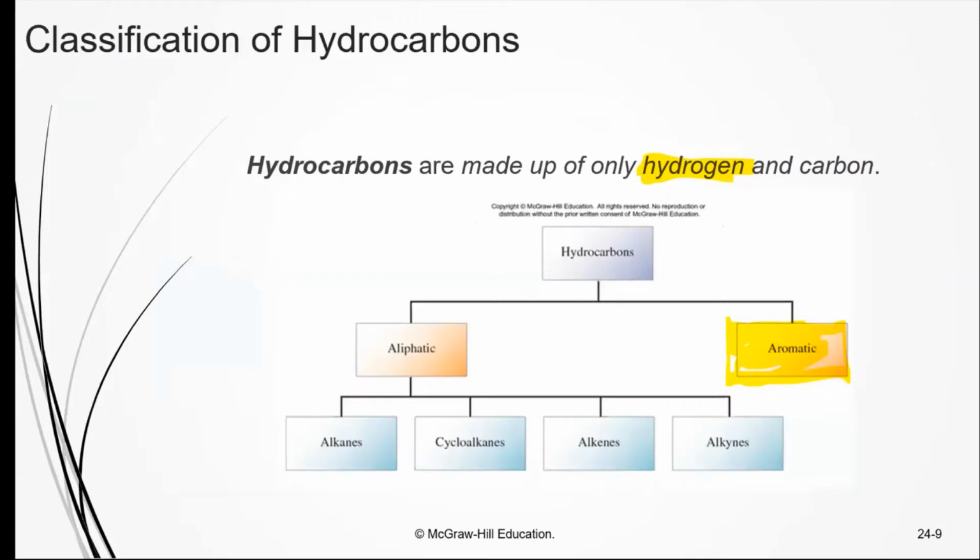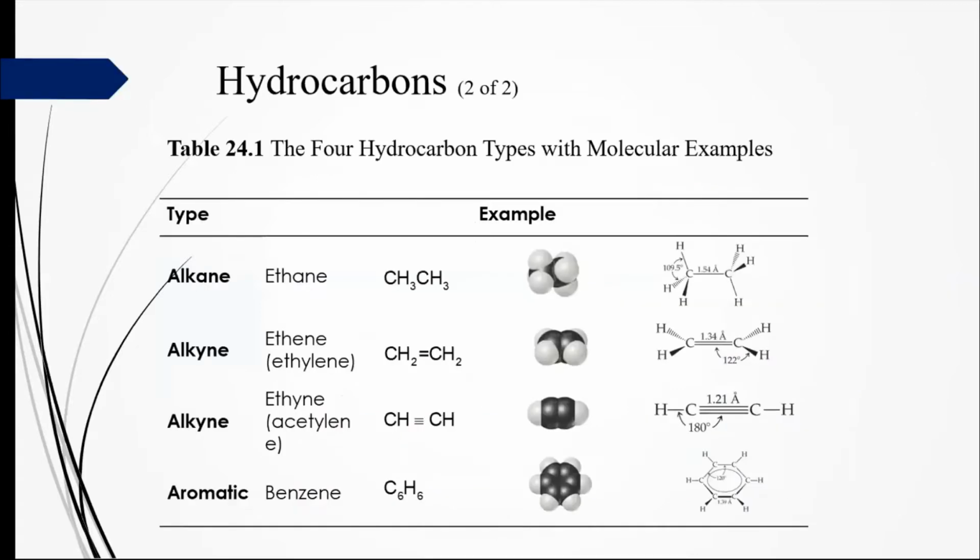Down here below, our aliphatic ones can be separated further down into our alkanes, our cycloalkanes, alkenes, and alkynes. And so we're going to talk about those coming up. So our hydrocarbons are basically separated into those 4 categories. We have alkanes. Alkanes are all single bonds between the carbons and the hydrogens.